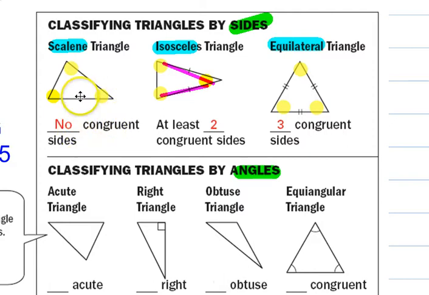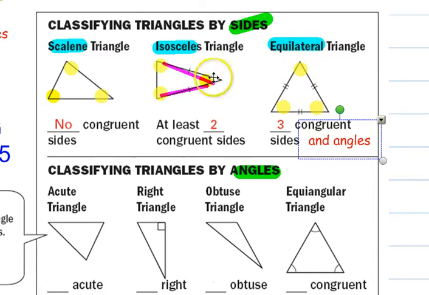Now, a great thing about knowing the relationship between the sides is that we also know some information about the relationship between the angles. If an equilateral triangle has three congruent sides, then it also has three congruent angles. As we can see here, because it has three pairs of congruent sides, it also has three pairs of congruent angles.